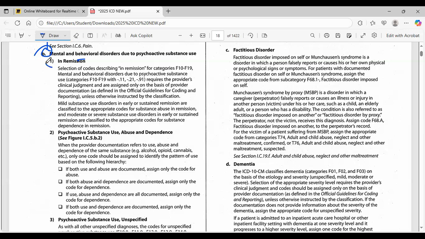Okay, just go through guideline number 1 and let me know if you have any question. Just read it out.